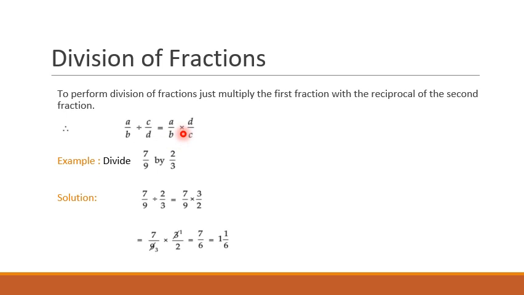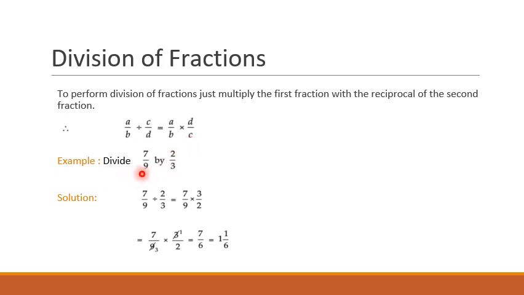So what? For division, we have to multiply by the reciprocal of second number. Keep it in mind that the first fraction remains unchanged. It remains as it is. We have to find the reciprocal of second fraction. So in this way, for division, we simply multiply by reciprocal. Now let's understand it with the help of an example.